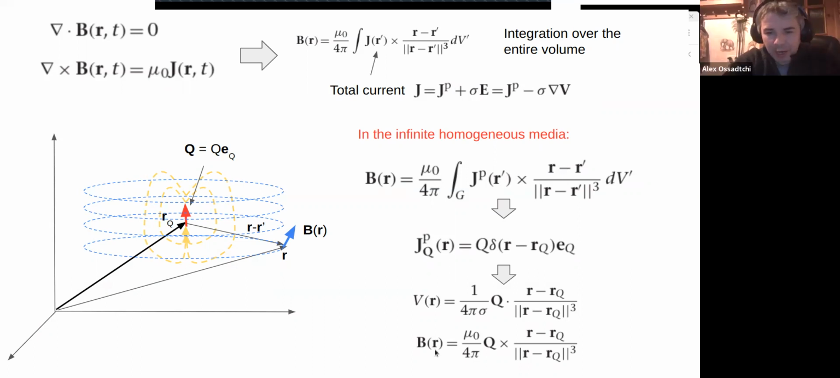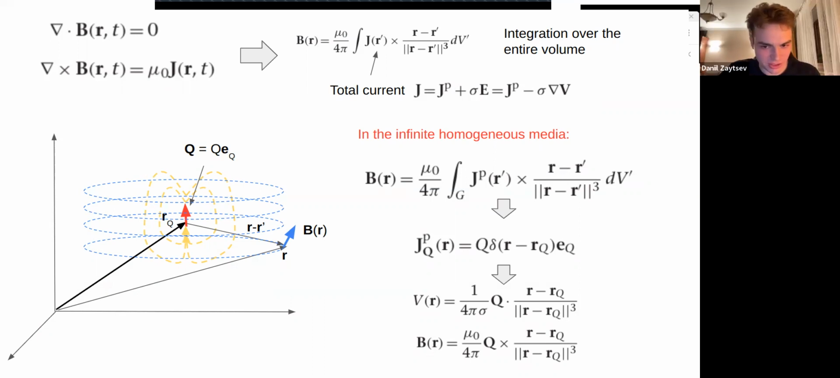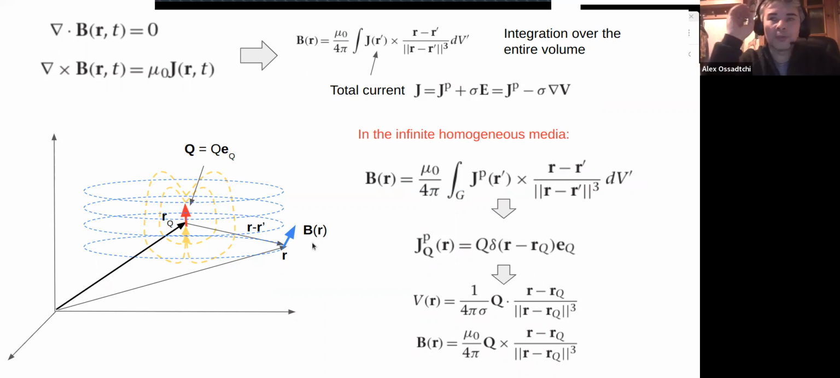Yeah. B(r) is your magnetic field. It's a vector of the magnetic field at location r. Yes, it's the strength of the magnetic field. It's the absolute value of this vector, the length of this vector, that is the strength of the magnetic field.